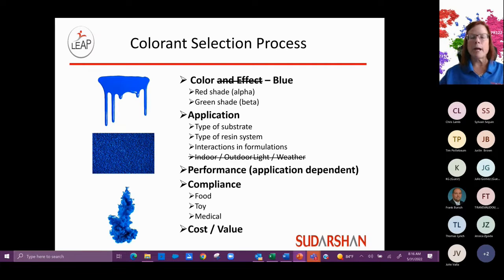Certainly, the dollar per pound is something to consider. However, the value in use is also something to consider. So, for example, there might be a product that might have a higher dollar per pound price tag associated with it, but it might also provide you an exceptional property that you need for your application. So the additional cost might be of value to you to get that additional property.